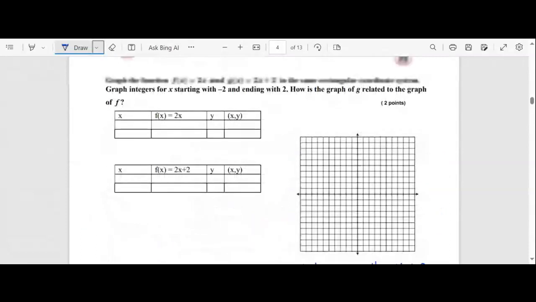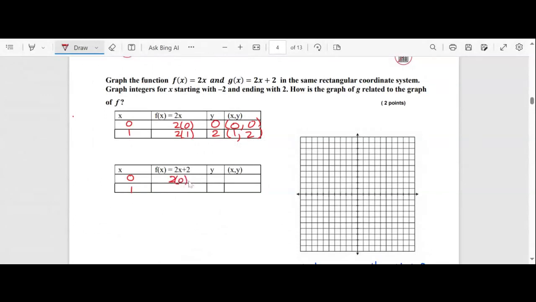I have a table here. The table is telling you to put some values and graph it. So easy values, 0, 1. If I put 0 here, you're going to get 2 times 0. Here you're going to put 2 times 1. So how much is y here? 0. Here how much? 2. So what's your point here? 0, 0. What's your point here? 1 and 2. Okay, next one.